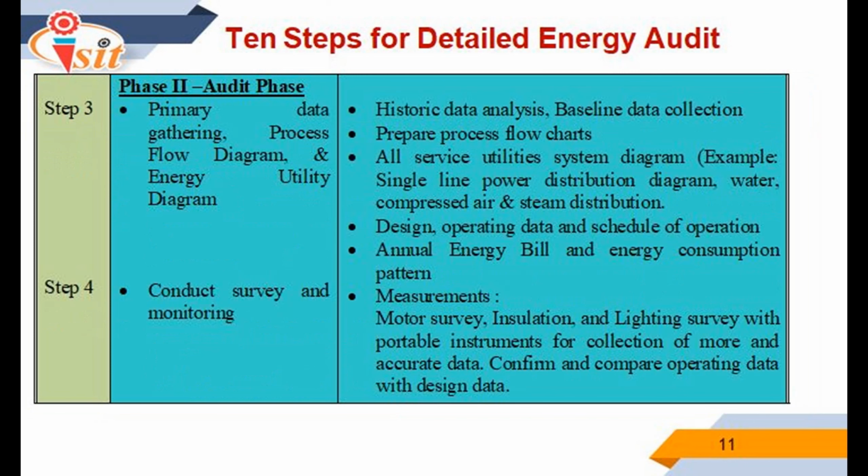The second phase is the audit phase, covering step 3 to step 9. The primary data gathering, process diagram and utilization diagram. The purpose of step 3 is historical data analysis and baseline data collection. Prepare process flowcharts and all service utilization system diagrams, such as single line power distribution diagram, water line diagram, compressed air line diagram, steam distribution, the design operating data and schedule of operations. An important point is annual energy bill and energy consumption pattern.